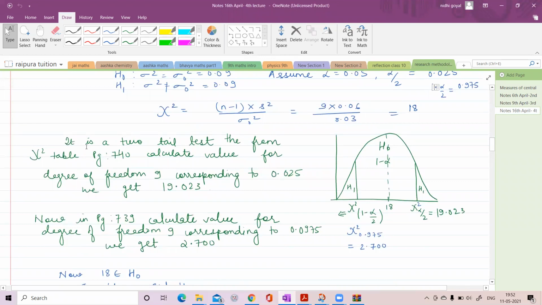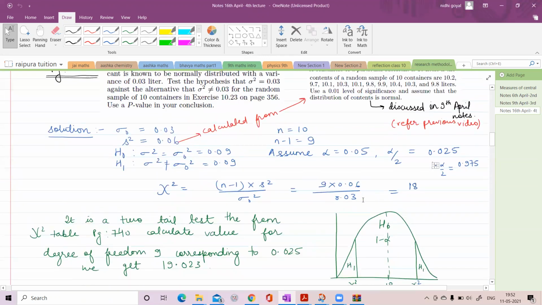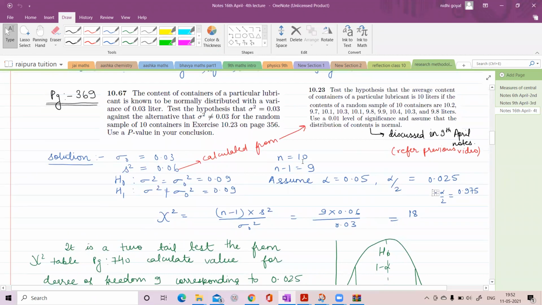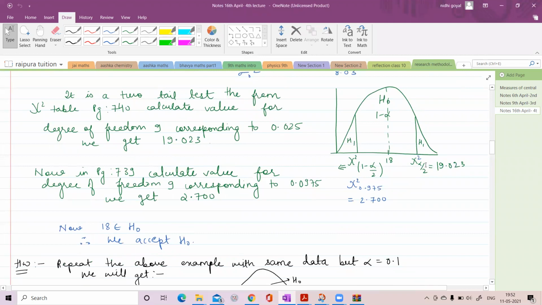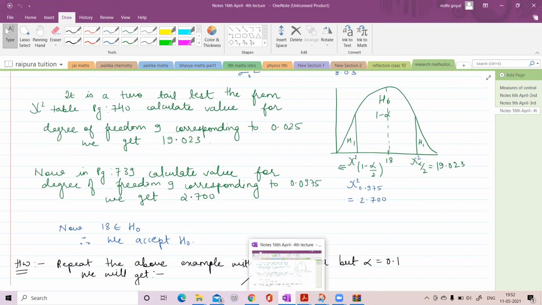Now since it is a two-tailed test, we have to calculate the value of chi square from page number 740. For the corresponding degree of freedom 9, we have to look for the value of alpha 0.025, because here n equals 10, so n minus 1 equals 9. By that we will be calculating the value of chi square alpha by 2. So we will be going to page number 740.